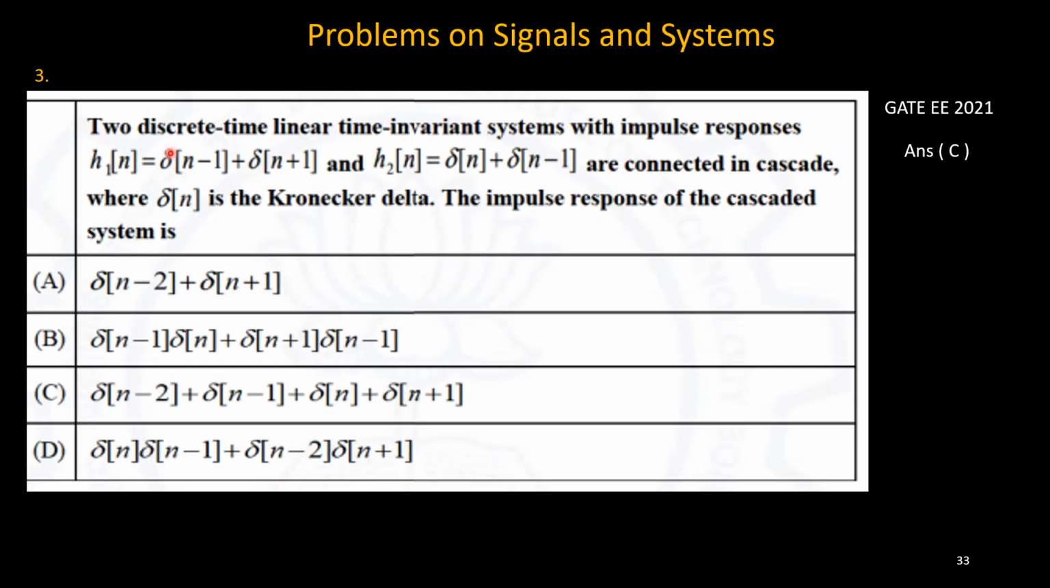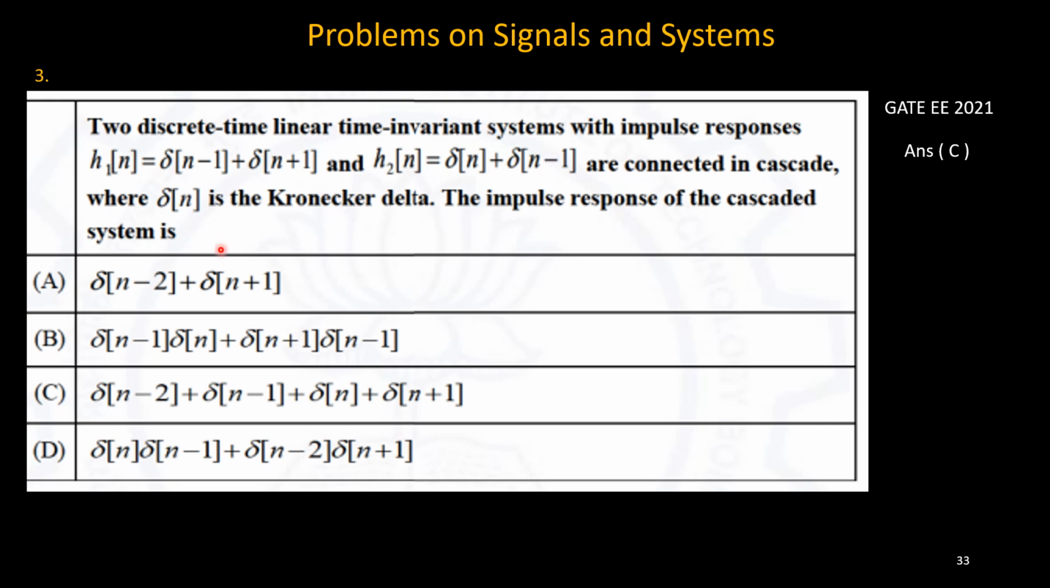The next problem is this one. Two discrete time linear time invariant systems with impulse response h1n and h2n, they are connected in cascade, and here delta n is given as Kronecker delta, means delta n equals 1 when n equal to 0, otherwise it is 0. Now we need to find out the impulse response of this cascaded overall system. So h1 is given, it is delta n minus 1 plus delta of n plus 1, h2n is delta of n plus delta n minus 1. So we need to find out the overall impulse response of this cascaded system.